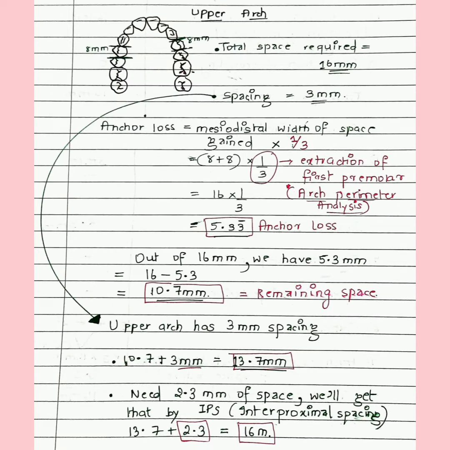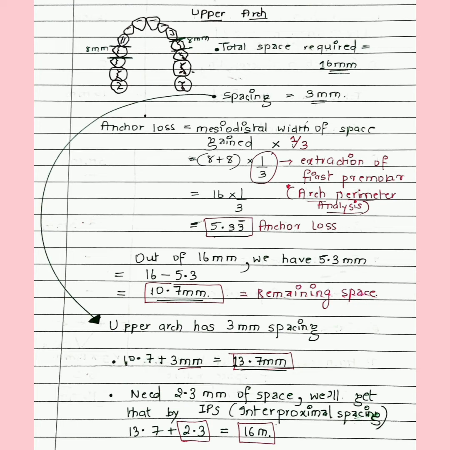So we require 16 mm space in the maxilla. Also, we have spacing of 3 mm already in the arch. So we'll calculate anchor loss. Now, what is anchor loss? After we have extracted the first premolar, we'll have extraction space, and behind it will be the second premolar and the molars. It is natural for teeth to drift mesially into the extraction space. So there will be loss of space, and these teeth act like anchors. That is why this is known as anchor loss.